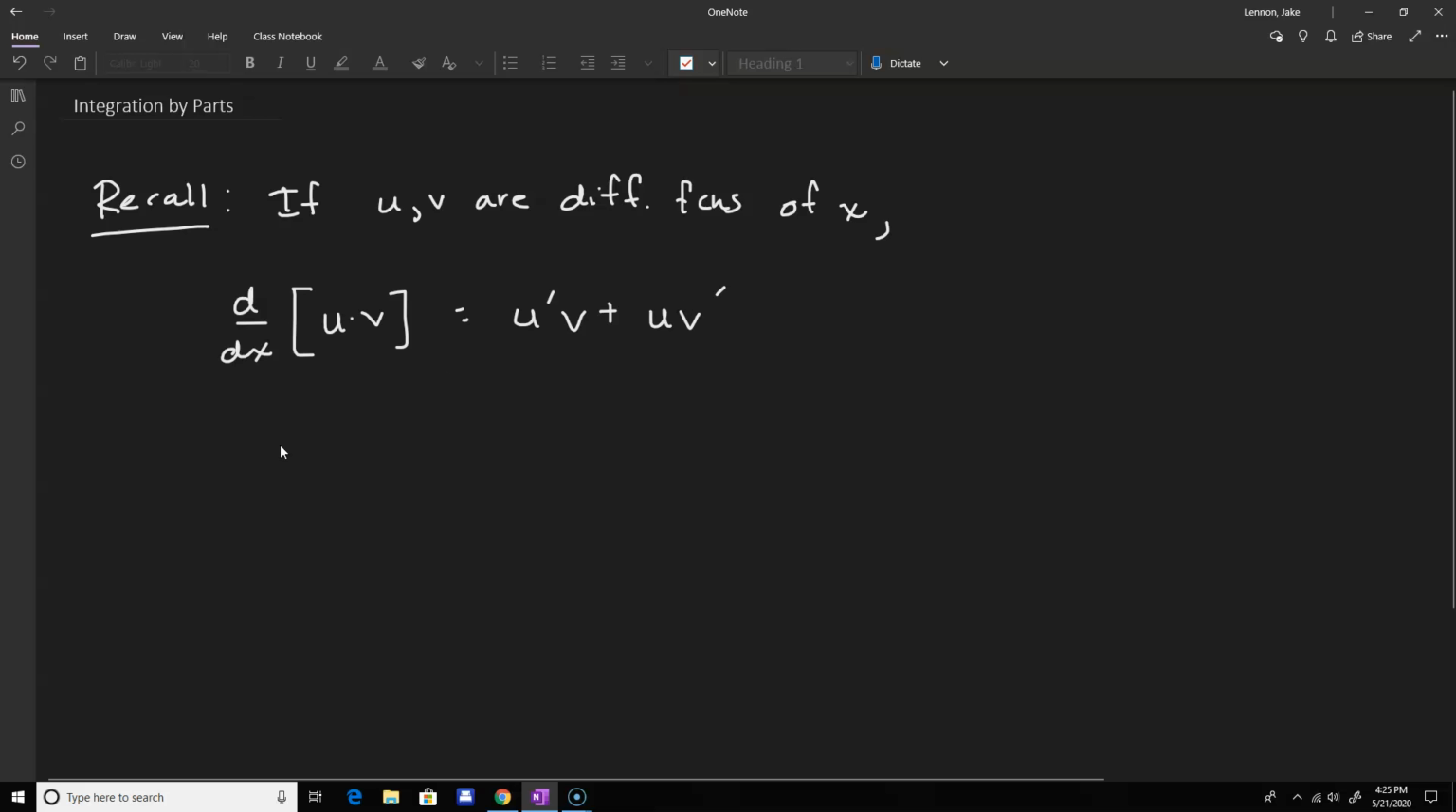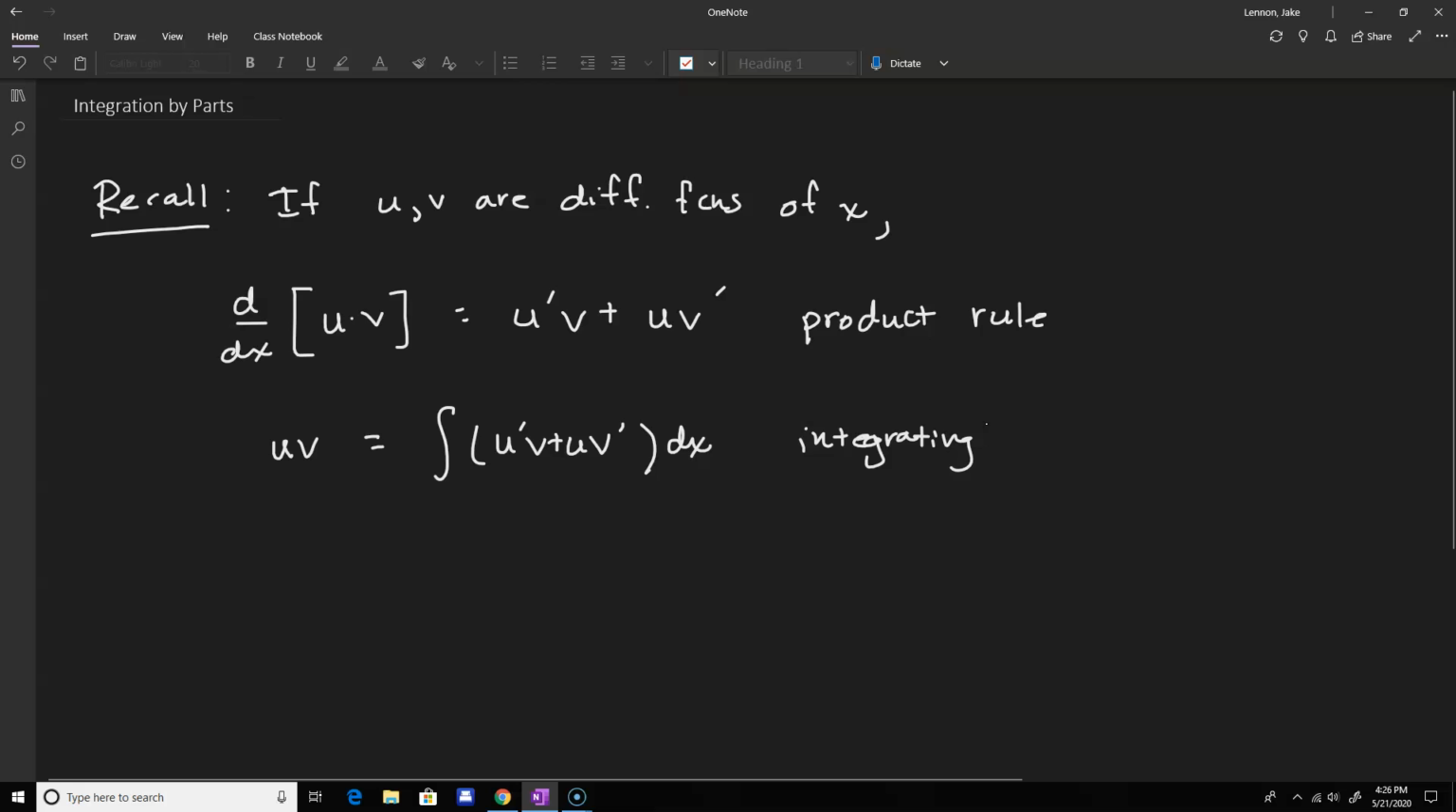Now let's suppose we integrated both sides. If you integrated the left, you would have uv, and on the right you would have the integral of u prime v plus uv prime dx. So up here this is the product rule for the derivative, and this is integrating both sides with respect to x.